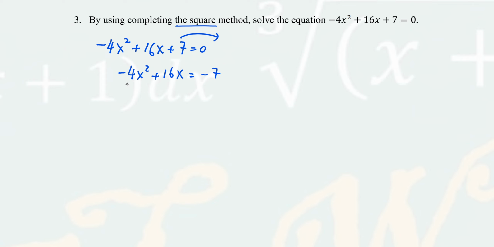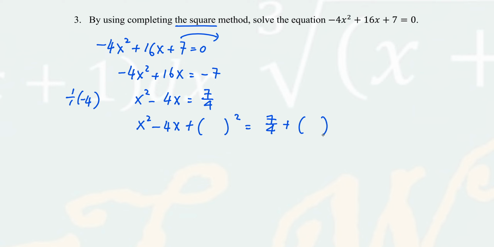And then followed by changing the coefficient for x squared to positive 1. Now this is minus 4, therefore we have to divide by minus 4. So all the terms are divided by minus 4, and the terms on the left side become x squared minus 4x. Then the term on the right side is going to be 7 over 4. Alright, and then from here, we need to rewrite the terms on the left side, and don't forget, so plus a bracket squared equals 7 over 4 plus a bracket squared.